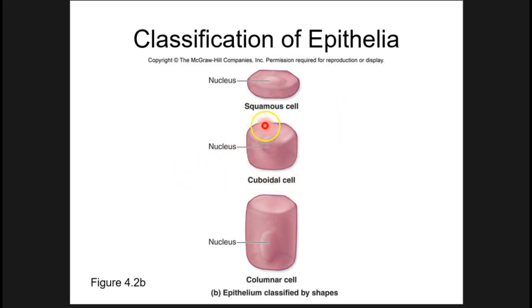If it's only 1 layer of a cuboidal cell, and a cuboidal cell is not always exactly going to be cube-shaped. It's going to be as tall as it is wide. So circular is also an option there. Cuboidal cells, if you only have 1 layer of cuboidal cells, what would you call that? Simple cuboidal, perfect. And then if your cells are taller than they are wide, from the basal to apical surface, they are taller than they are wide to the lateral surfaces, then we'll call that columnar. So if it's only 1 layer of columnar cells, what do we call that? Simple columnar. Yep, so you just learned your first 3 epithelia.